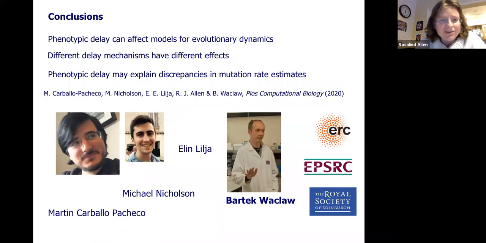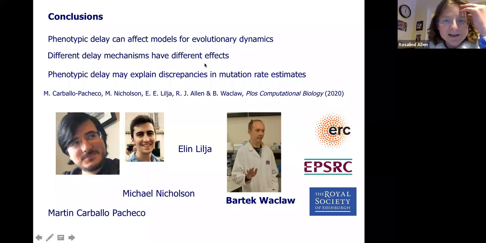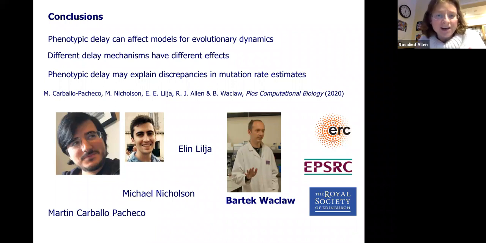So that brings me to the end of the talk. The take-home message is, firstly, that phenotypic delay can be important because it can affect the outcome of models for evolutionary dynamics, and different delay mechanisms have different effects. In the particular example we chose, the sudden antibiotic challenge that corresponds to the Luria-Delbrück experiment, the effective polyploidy mechanism doesn't make any difference, but the protein dilution mechanism does. Possibly this might explain discrepancies found in mutation rate estimates. Once again, these are the people who did the work, and especially Bartek Václav led the project. Thank you very much for listening.